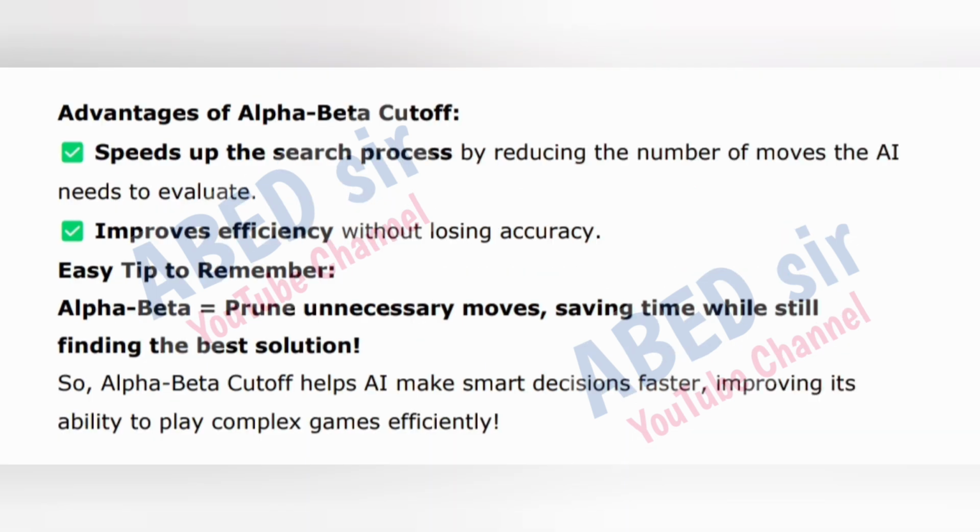Advantages of alpha-beta cutoff. Speeds up the search process by reducing the number of moves the AI needs to evaluate. Improves efficiency without losing accuracy. Easy tip to remember. Alpha-beta is equal to prune unnecessary moves, saving time while still finding the best solution. So, alpha-beta cutoff helps AI make smart decisions faster, improving its ability to play complex games efficiently.